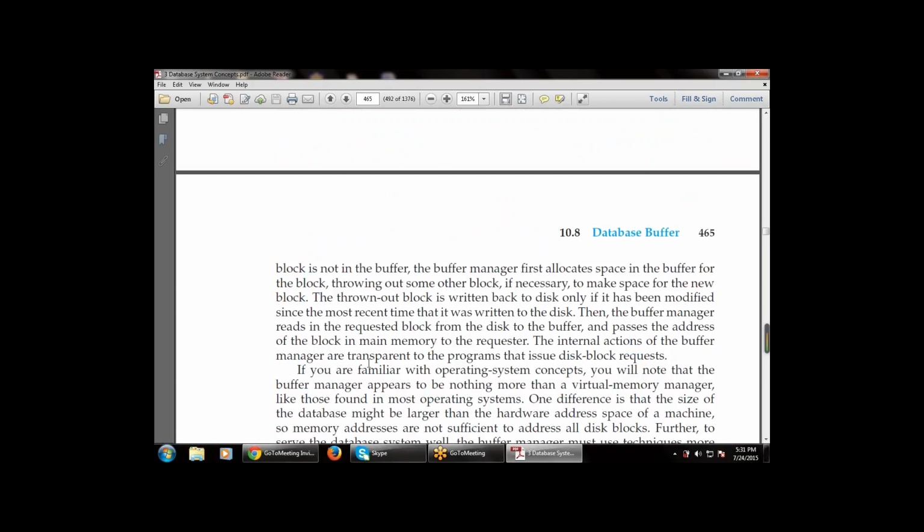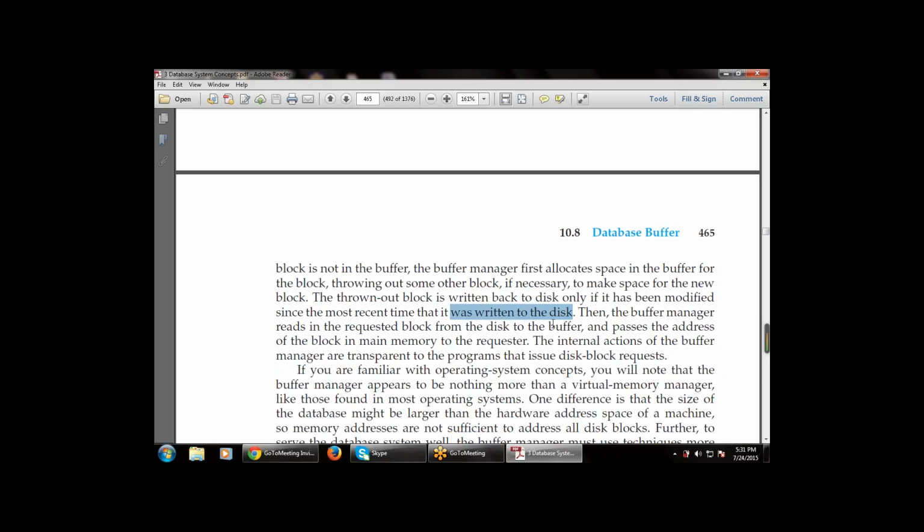If the block is not available in the buffer, it is first allocated space in the buffer, throwing out some other block if necessary to make space for the new block. The thrown-out block is written back to disk only if it has been modified since the most recent time it was written to the disk. Then the buffer manager reads the requested block from the disk into the buffer and passes the address of the block in main memory to the requester.